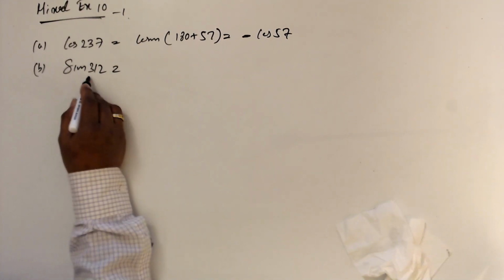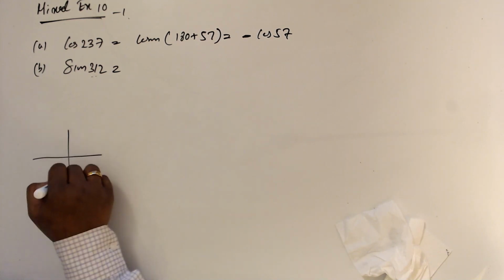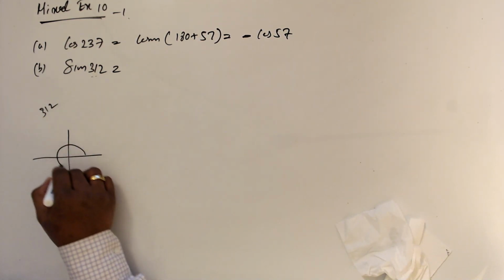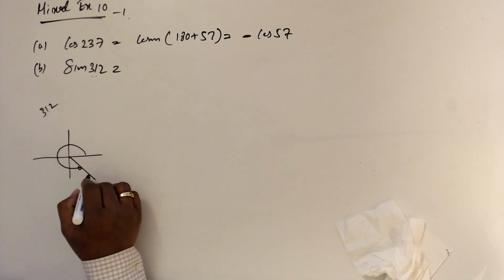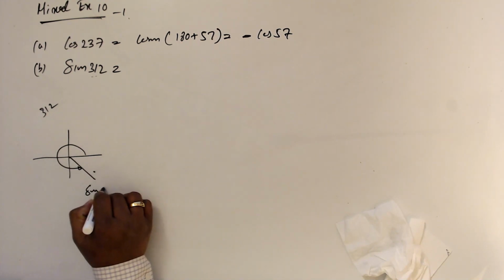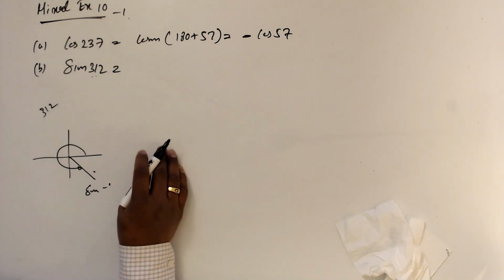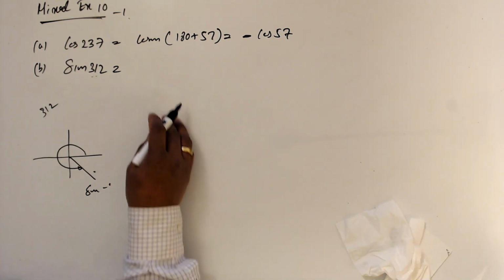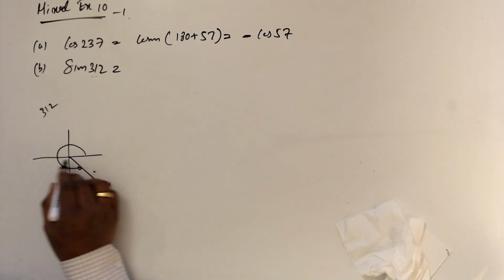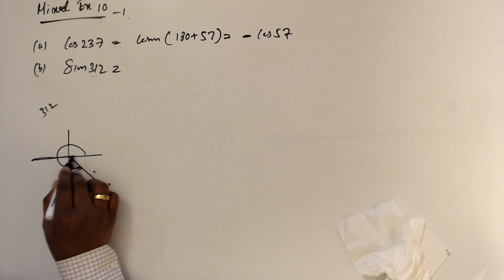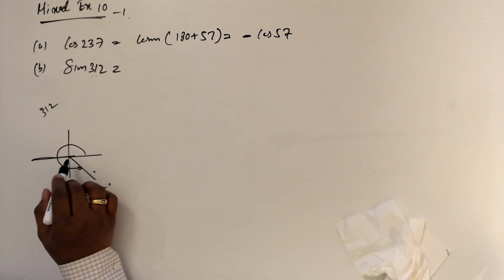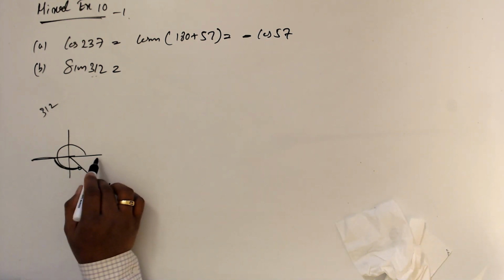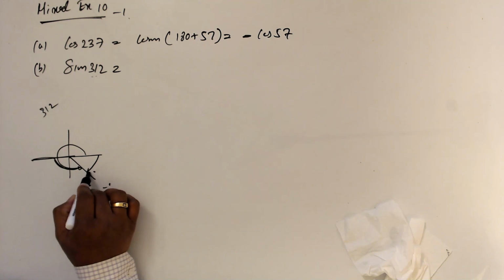So this angle is sine 312. The 312 angle is in the fourth quadrant. In the fourth quadrant, sine is negative. So the final answer should be a negative answer. So this is 180. I can't write with 180 because this angle is going to be acute. So I can write with 360.